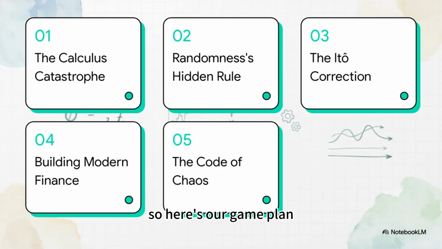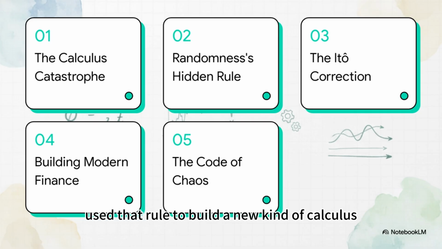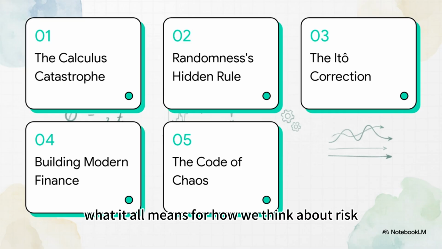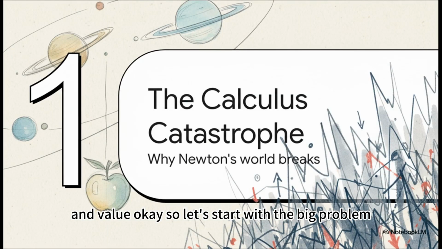So here's our game plan. First, we're going to see why the math you learned in high school just completely breaks down in the chaotic world of markets. Then, we'll uncover this surprising, hidden rule inside all that chaos. We'll see how a mathematician named Kiyoshi Ito used that rule to build a new kind of calculus, how that calculus built the entire field of modern finance, and finally, what it all means for how we think about risk and value. Okay, so let's start with the big problem.